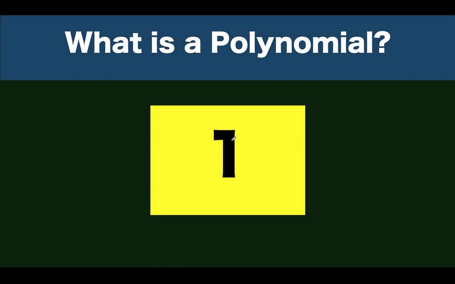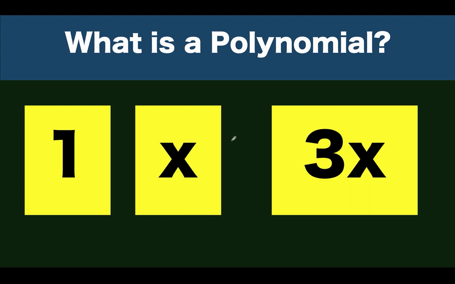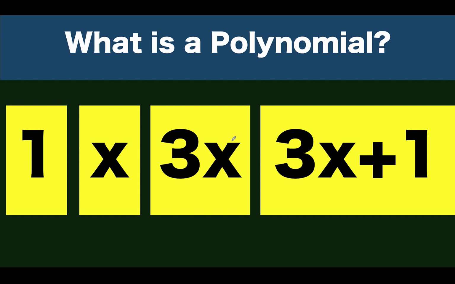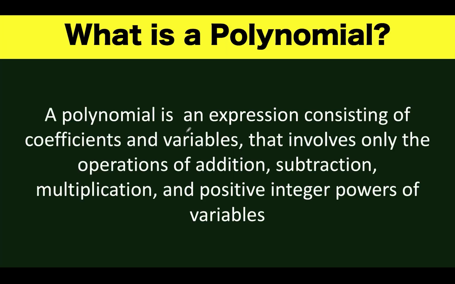So what is a polynomial? Let's begin by looking at some examples of what polynomials are. The constant 1 is a polynomial. The variable x is also a polynomial. 3x is also considered a polynomial, and a combination of 3x plus 1 is also considered a polynomial. So, what is a polynomial? A polynomial is an expression consisting of coefficients and variables that involves only the operations of addition, subtraction, multiplication, and positive integer powers of variables.